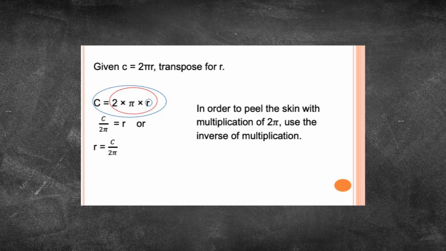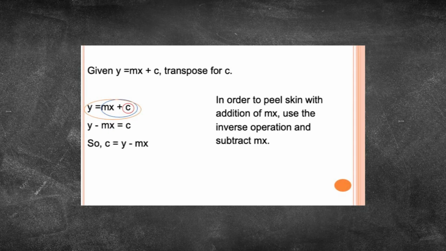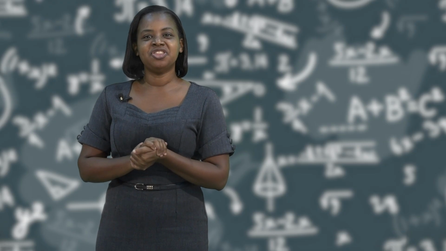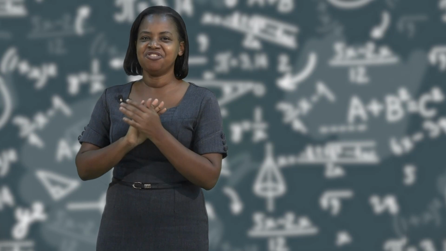Now, boys and girls, I want you to try this one on your own. Given y is equal to mx plus c, transpose for c. What did you get for your answer? If you got y minus mx is equal to c, or c is equal to y minus mx, you are correct. I know you could do it. For those who did not get this one correct, just keep practicing. You will get it eventually.